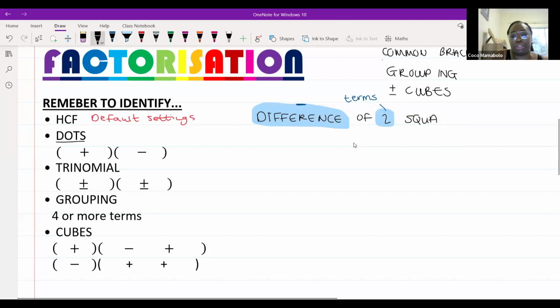I'm just going to fix my handwriting because wow, we Teacher Coco. Okay, now the squares part tells me that both of these 2 terms that I have must be perfect squares. They must be perfect squares. Let's look at an example. If I say to you guys that I have x squared minus 4, can I factorize this using the difference of 2 squares? Yes?